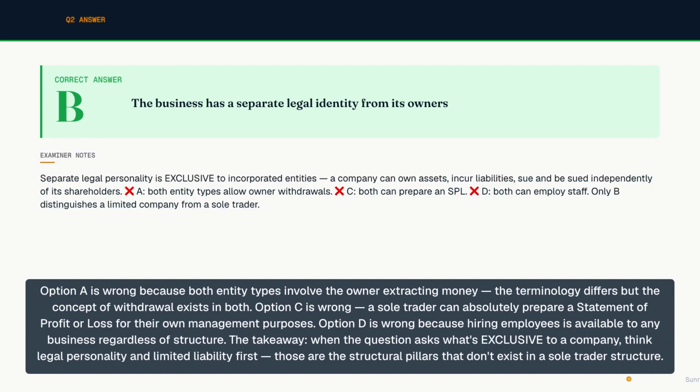Option C is wrong. A sole trader can absolutely prepare a statement of profit or loss for their own management purposes. Option D is wrong because hiring employees is available to any business regardless of structure. The takeaway: when the question asks what's exclusive to a company, think legal personality and limited liability first. Those are the structural pillars that don't exist in a sole trader structure.